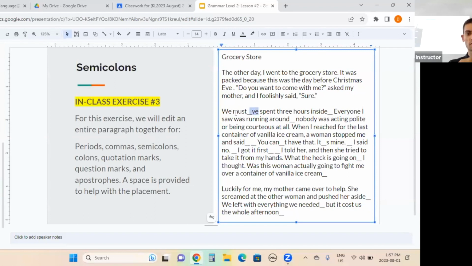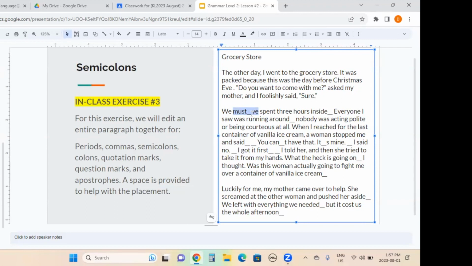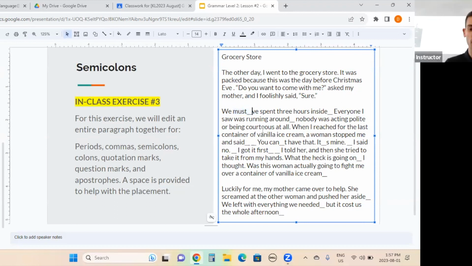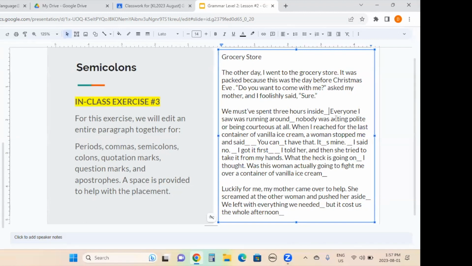First one, must have. Apostrophe. Apostrophe, yeah. This is a contraction. So this is a contraction from must have, right? So then we have our little apostrophe, Kaden. We must have spent 3 hours inside. And period.